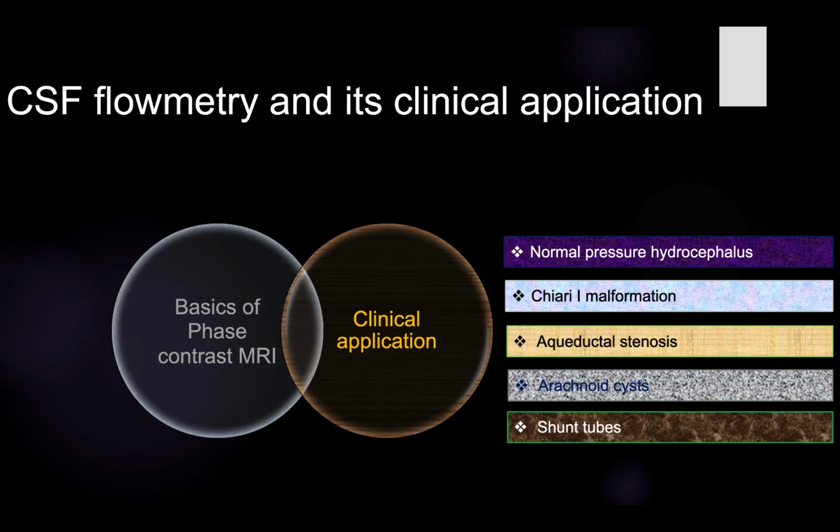At first, we will talk about the basics of the sequence of CSF flowmetry, which is called phase contrast MRI, and then we will discuss the clinical applications of CSF flowmetry, which include normal pressure hydrocephalus, Chiari type 1 malformation, aqueductal stenosis, arachnoid cyst, and shunt tube. And these are the most important clinical applications for CSF flowmetry. There are other clinical applications, but less important than these.